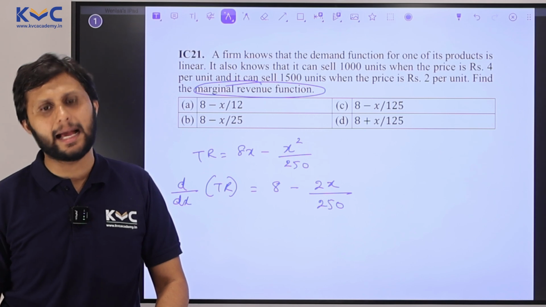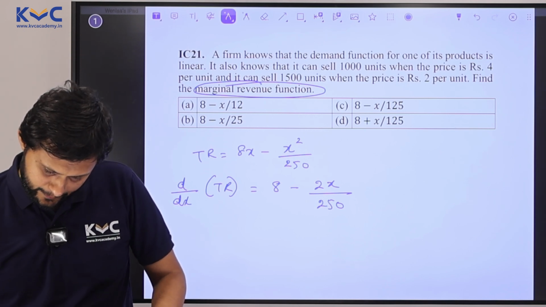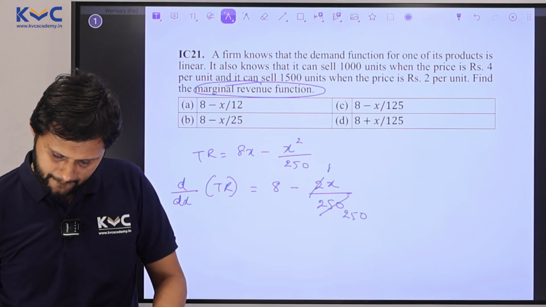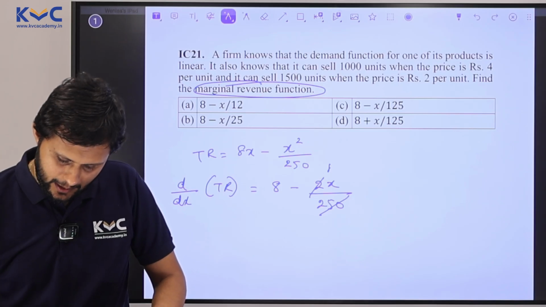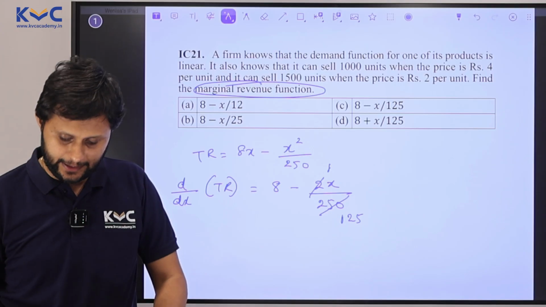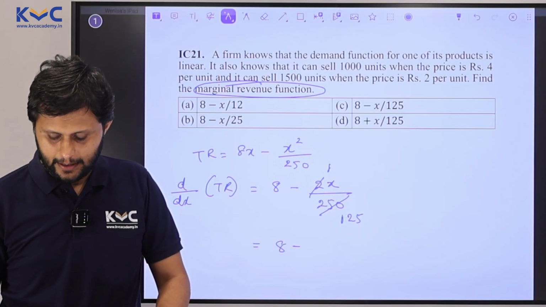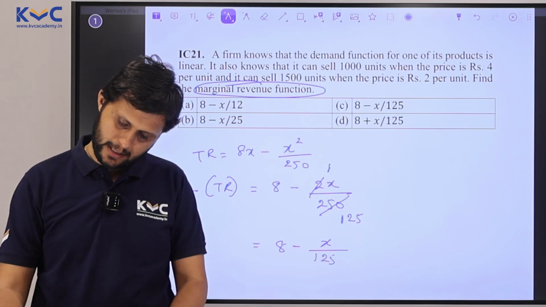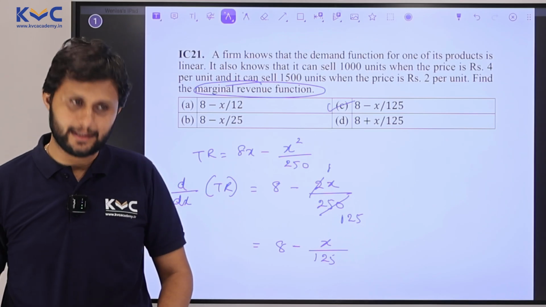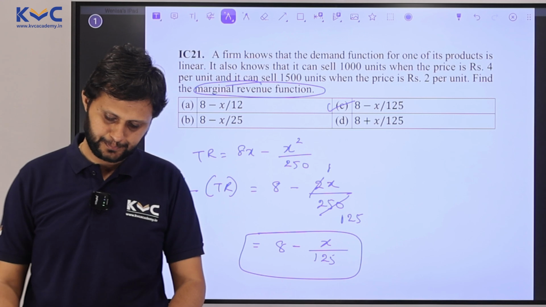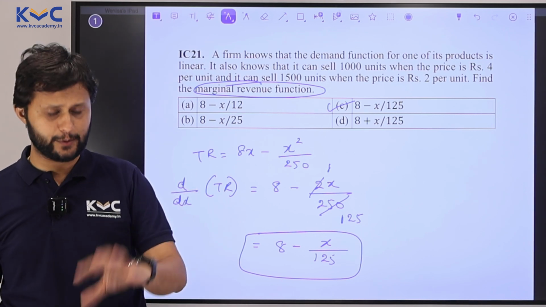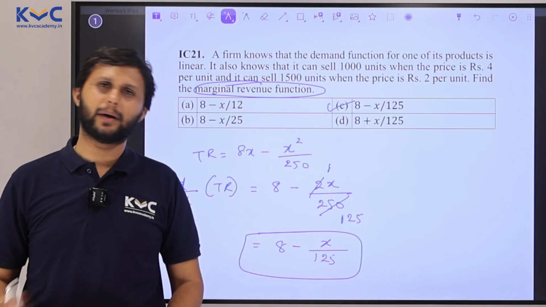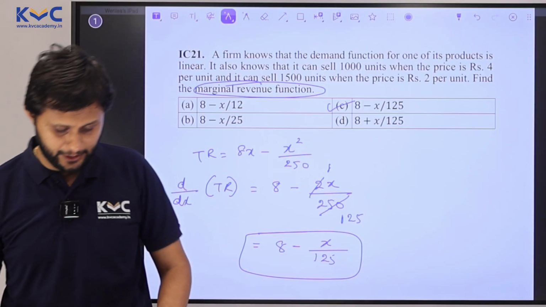250 remains constant as it is. So that is the answer. I think we can simplify this. 2 goes once, 2 goes 125 times. Half of 250 is 125. In that case, we get the simplified answer as 8 minus x by 125. We have it in option C. Option C is the right answer. So in this particular question, first they asked us for the demand function, then we had the revenue function, then the average revenue function, and then the marginal revenue. Everything related to the revenue function was covered.